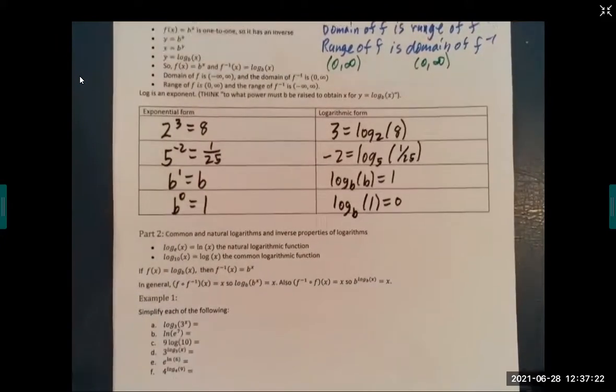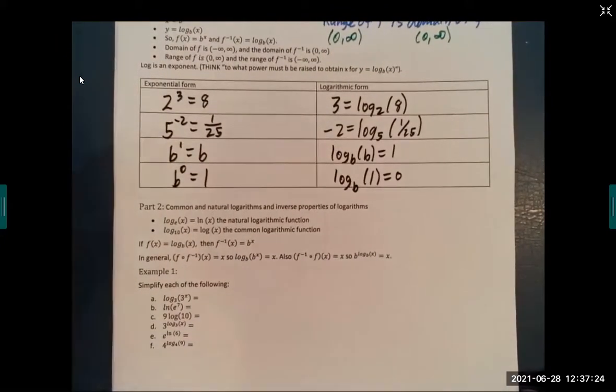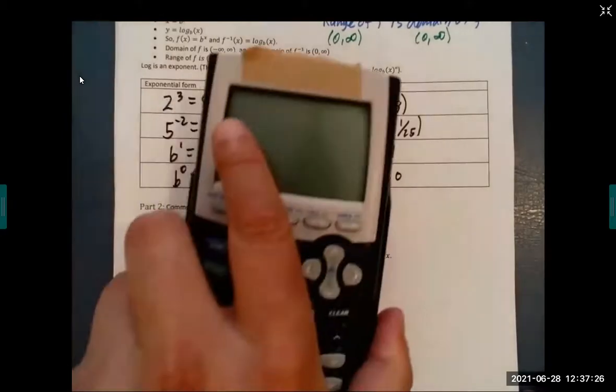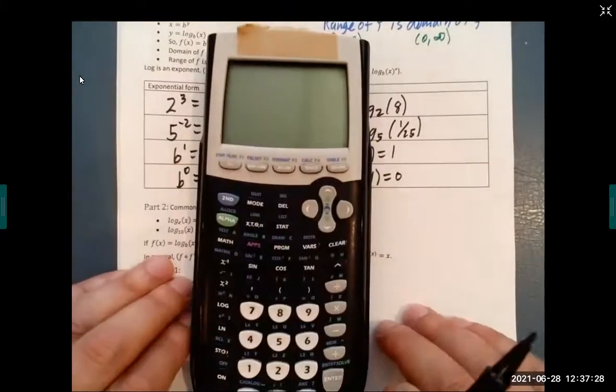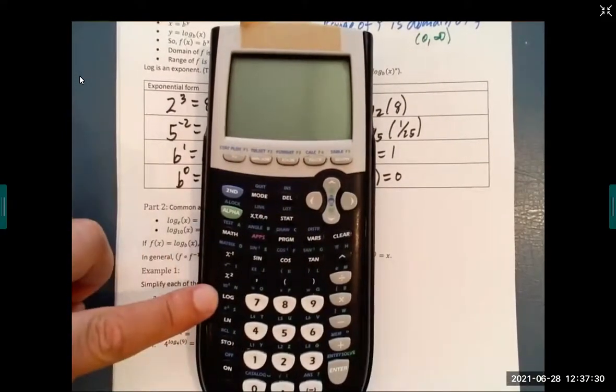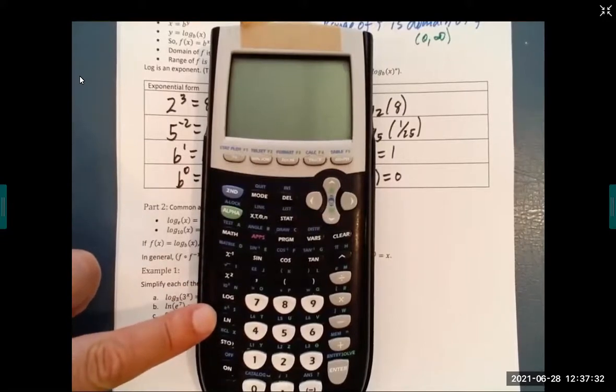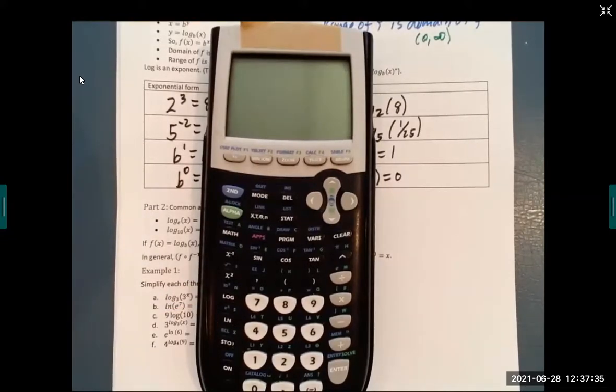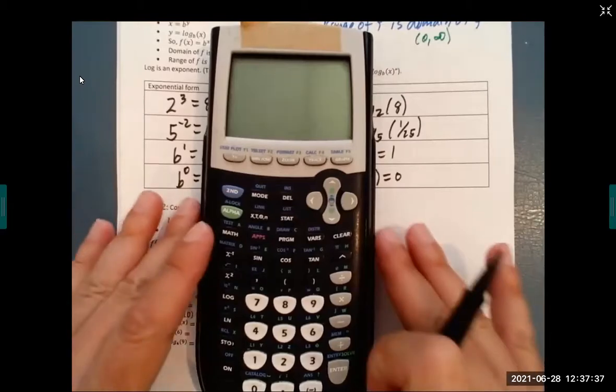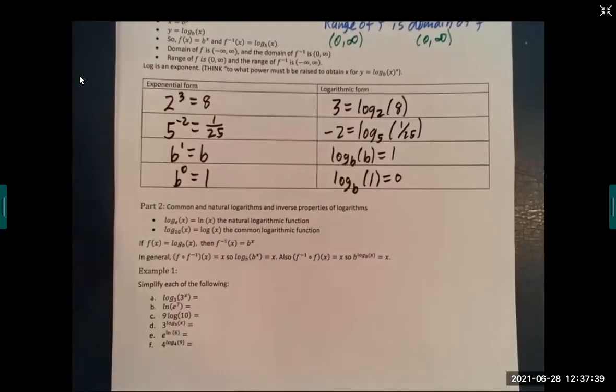Part 2, the common log and natural log. Now what I want to do is show you on a calculator. This is what's called the common log. I'll get to that in a second. This is the natural log. Most calculators only have common log and natural log. So let's talk about what that means.